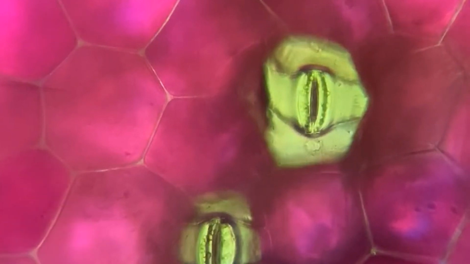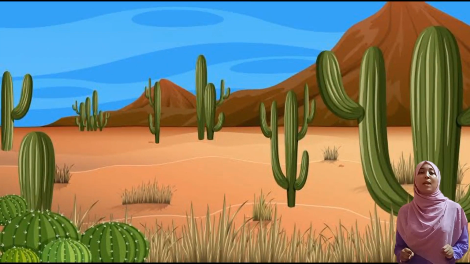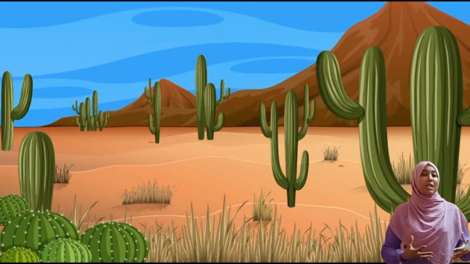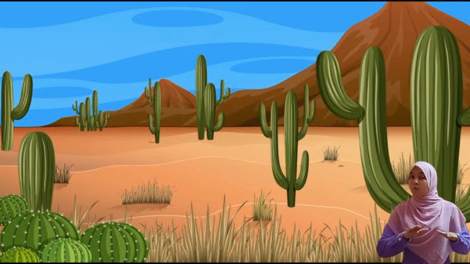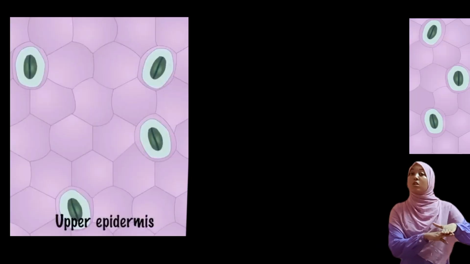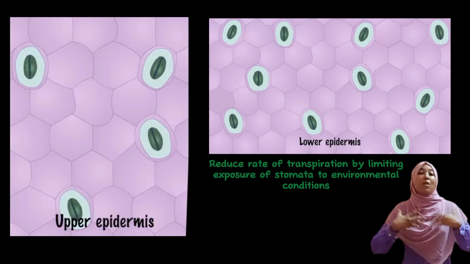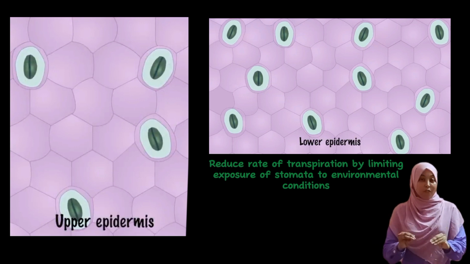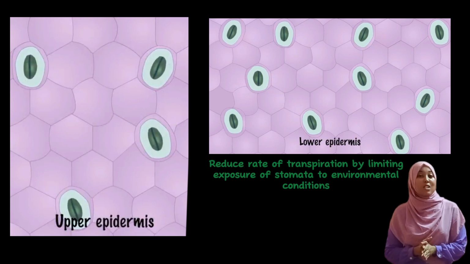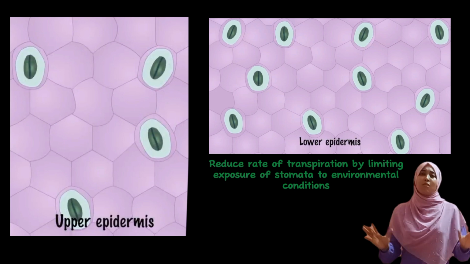So coming back to our desert plants, plants that grow in deserts, semi-deserts and so on, will have stomata that are located mostly on the lower surface. Why? To reduce their exposure to environmental conditions, therefore reducing the rate of transpiration and conserving water.